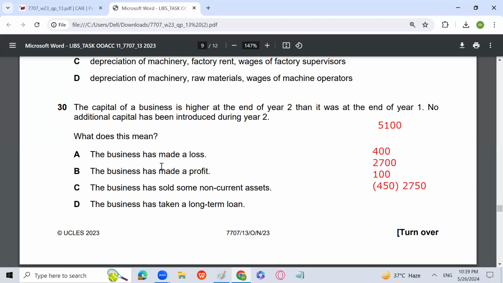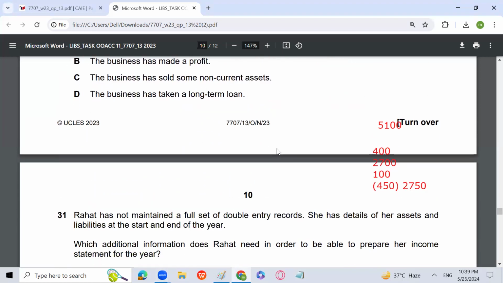B is the answer. Yes, the business has made a profit. That's why the closing capital is higher than the opening capital.